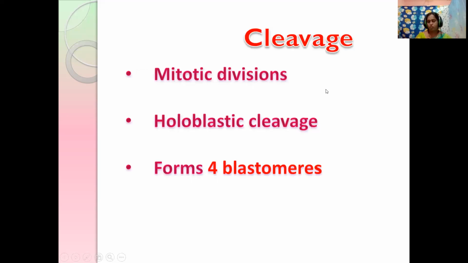A single cell develops into an embryo, which we study in embryo development. The first stage is cleavage. Here it undergoes various mitotic divisions and forms holoblastic cleavage. Holo means complete, blastic means division. So the fertilized egg divides into 2, 4, 6, 8 cells and so on. Finally, blastomeres are formed as a result of cleavage in the fertilized egg.